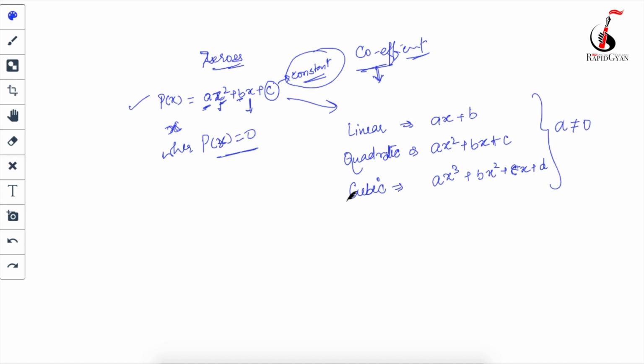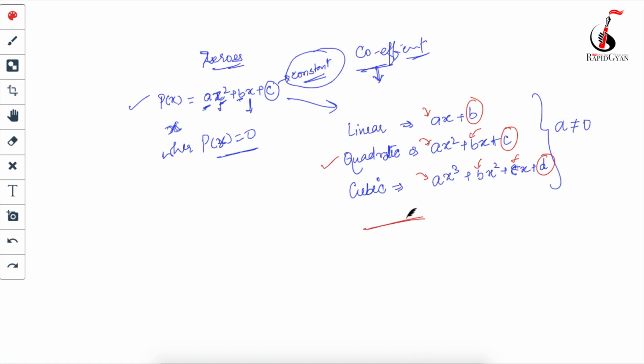Here, in case 1, b is your constant and a is the coefficient of x. In the quadratic case, c is your constant, b is the coefficient of x and a is the coefficient of x². In the cubic case, d is your constant, c is the coefficient of x, b is the coefficient of x² and a is the coefficient of x³. Hope you understand this.